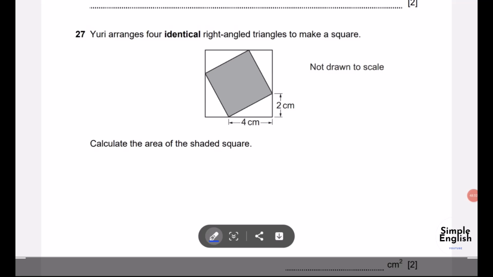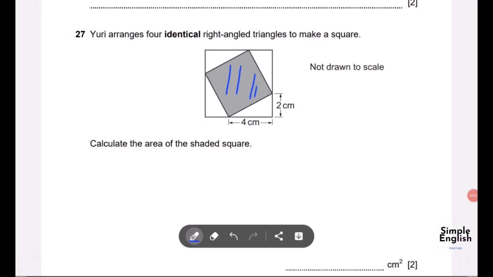27. Rearrange the 4 identical right-angled triangles to make a square. Calculate the area of the shaded square. So the first thing, remember, the 4 identical right-angled triangles, this means identical, the same. So this one, the distance must be 2, right? And so we have the length of a side of the bigger square is 6, right? So the area of the big square is 6 times 6 is 36.